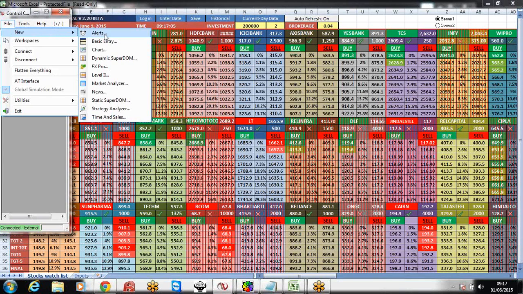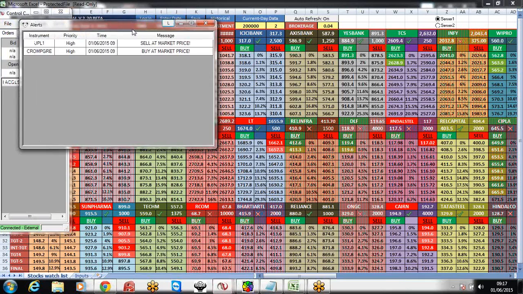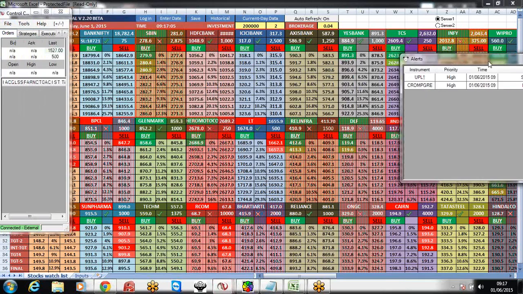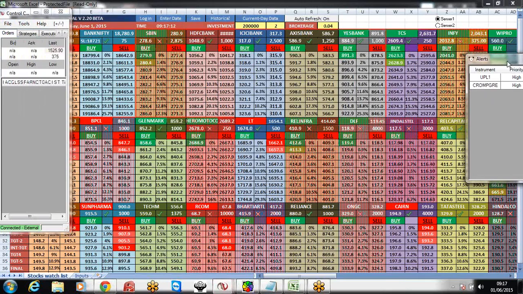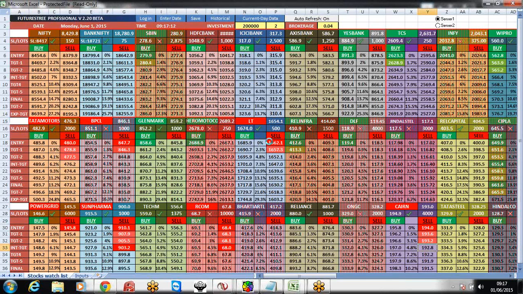So the calls that get generated in TradingTree will always be stored in this box. So we had a UPL sell and then Crompton Greaves buy. L&T is a sell call. Glenmark is a buy. Tech Mahindra is a sell. Tata Steel is a sell. Yeah, good morning, sir. Yes Bank is a buy. So calls which start from the entry levels are always good trades, like in case of Power Grid.